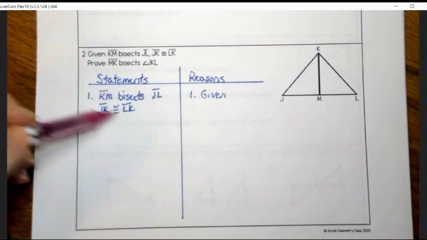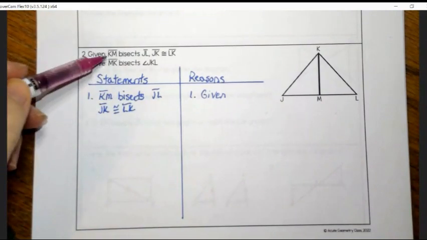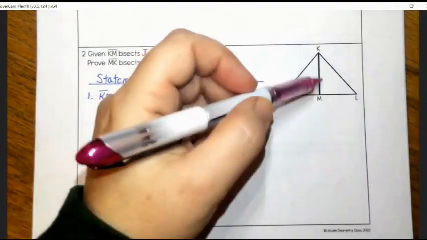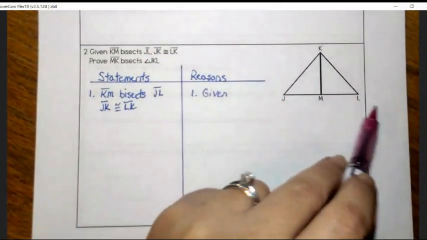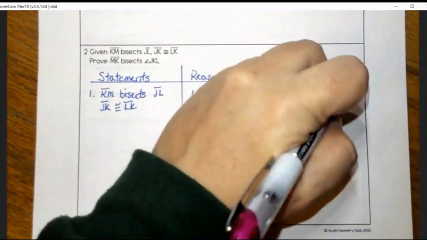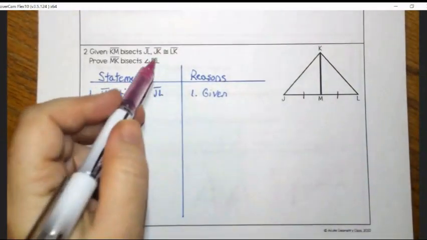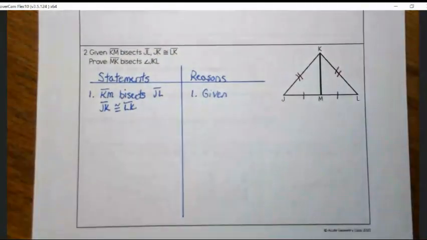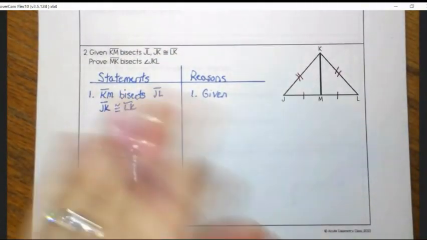Okay, so let's mark this information in our picture. KM bisects JL. So that means KM is cutting this segment into 2 equal pieces. So those 2 are the same. Then JK is congruent to LK. So put 2 tick marks on those. And then that's all they told us.